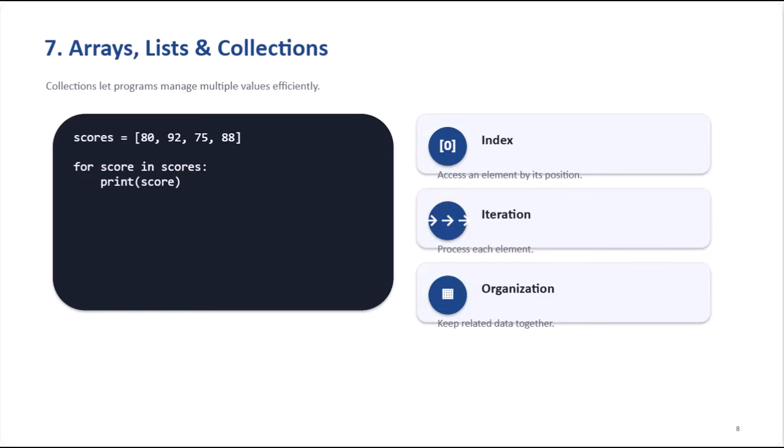Arrays, lists, and collections. Programs frequently need to work with groups of related values. For example, a video game might need to store the player's inventory, a list of enemies, or the scores of several players. Collections allow us to store multiple values in an organized structure. We can then use loops to process each element. This combination of collections and loops is one of the most common patterns in programming.